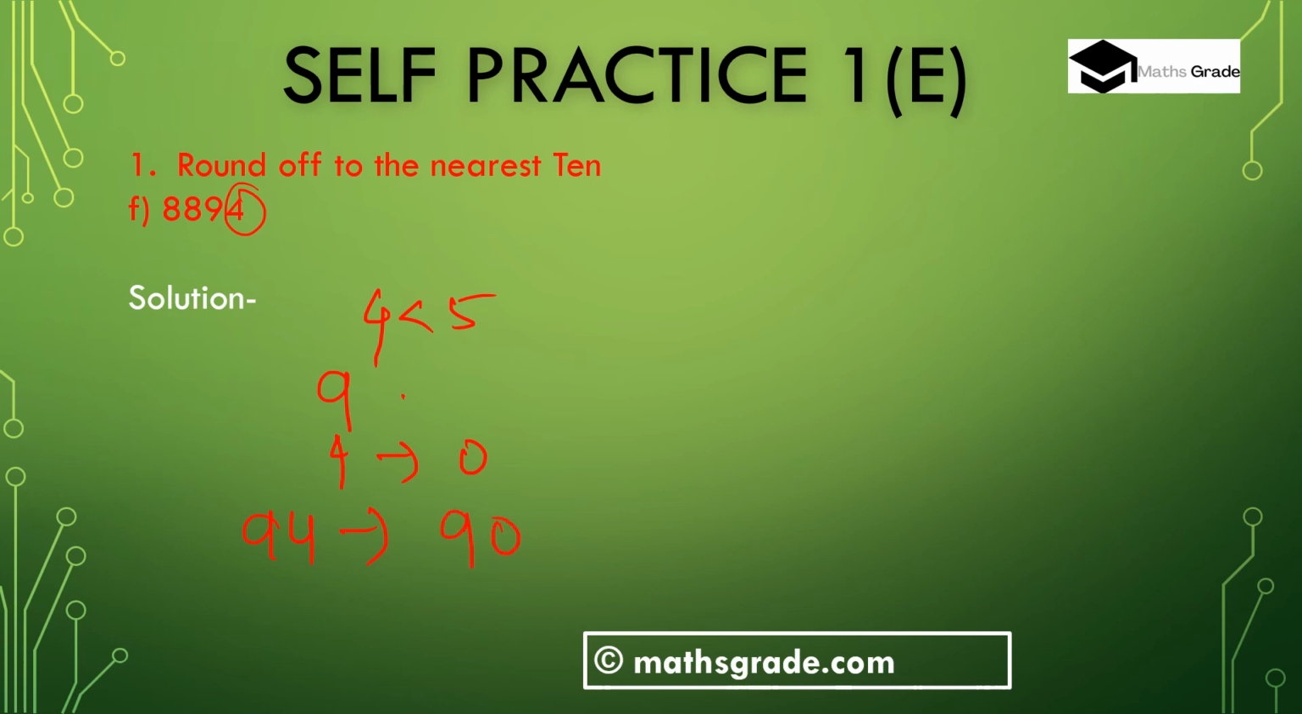And just write down this 1000 place digit and 100 place digit as it is. So 8 and 8, don't change these. Just write down 88 in the 1000 and 100 place digits. And in 94, the 9 stays 9. Just write down 9. And 4 changes to 0. So 8890. So 8894 rounded off to the nearest 10 is 8890.